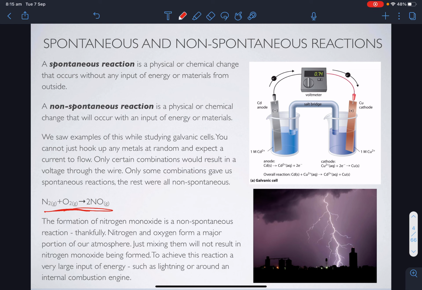But now with humans coming along, we've got energy sources, so around power lines and stuff like that. Also, the main one is around internal combustion engines. Internal combustion engines have enough energy and heat around them to take nitrogen and oxygen and turn it into nitrogen monoxide and stuff like that, and they take part in a series of reactions that contribute to smog, along with ozone as well. So that reaction is a good example of non-spontaneous, that once provided enough energy, it can occur.